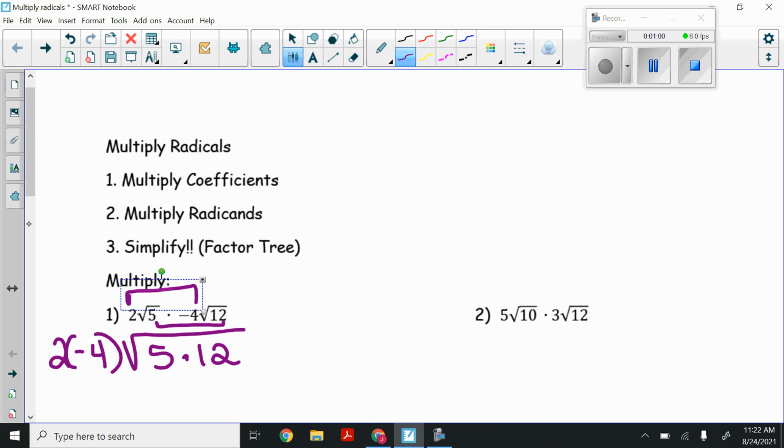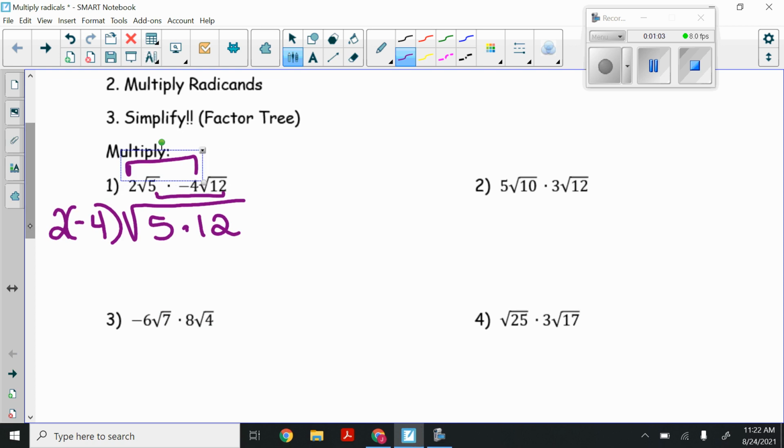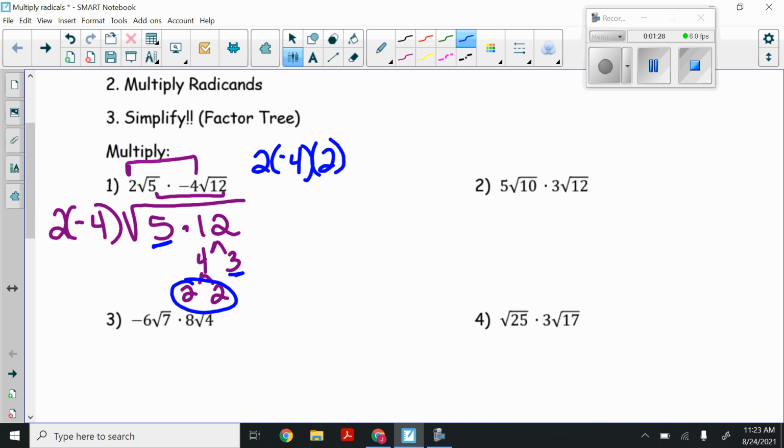I know that I'm going to have to do factor tree, right? So the 5 doesn't break down any. The 12, I can break that down to 4 and 3. The 4 breaks down to 2 and 2. So now that I've done factor tree, I'm looking for any partners, or any buddies. I have a pair of 2s. That 5 didn't have a buddy, that 3 didn't have a buddy. This 2 is going to come outside. But I already had outside a 2 and a negative 4, so now I'm going to multiply it with another 2. What got left behind was a 5 and a 3, which are going to get multiplied together.